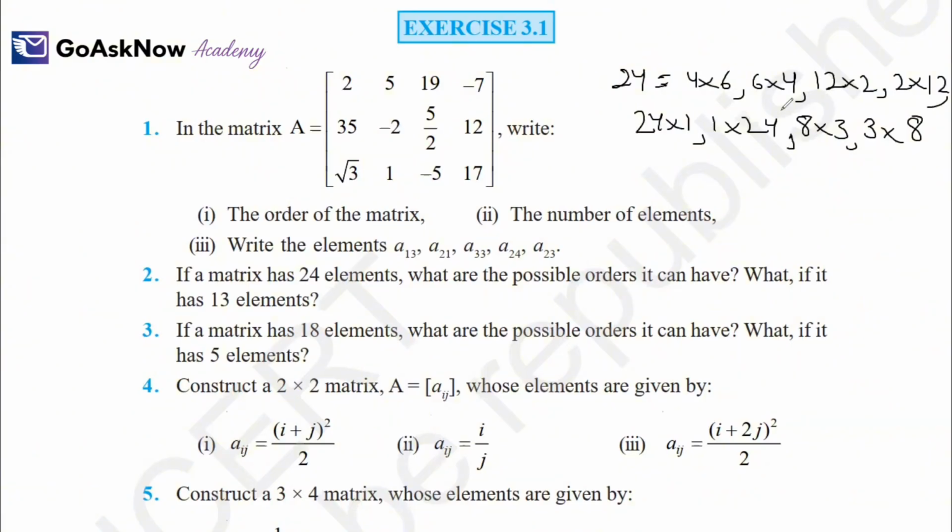Okay. So this was an easier one, and I hope that you got this question. Let's move further and see the next part of this.